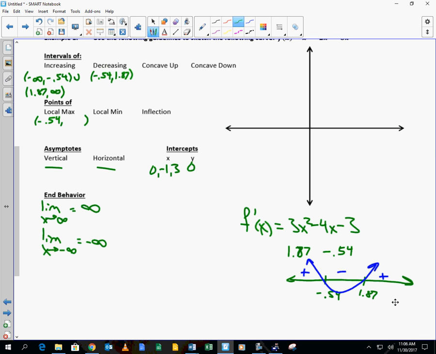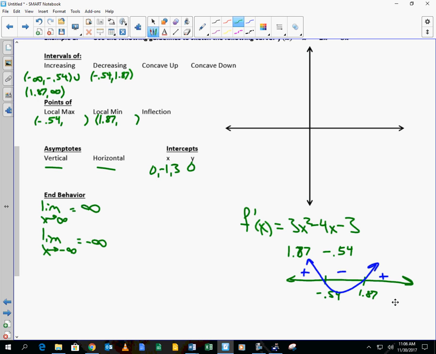Because the maximum happens where the first derivative changes from positive to negative. We all good? That was not a dumb question. You already know that. Okay. So local min 1.87, right?